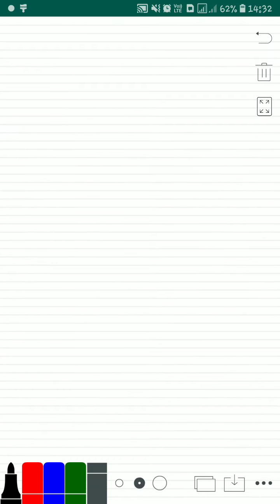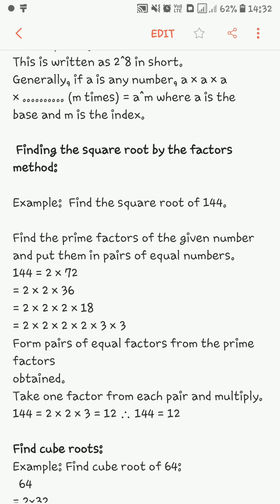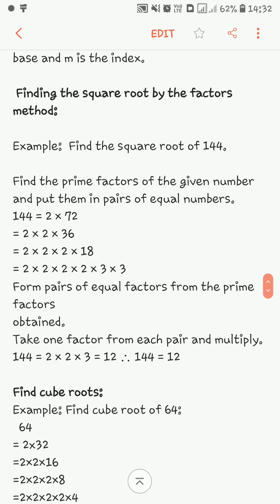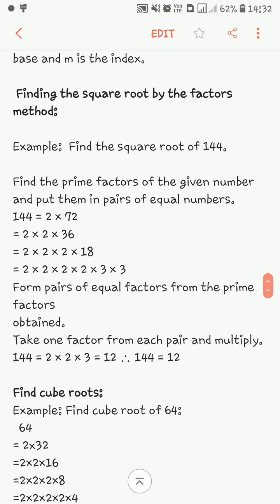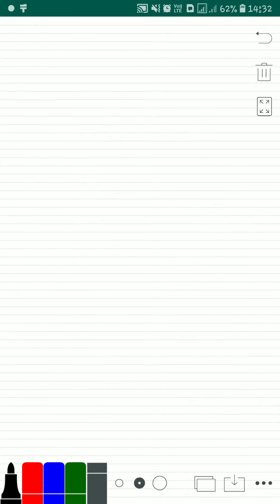Suppose we are given a number, how are we going to find its square root is the question now. Now let's check out how it is done. From the example, find the square root of 144. Find the prime factors of the given number and put them in pairs of equal numbers. The first prime number you can think of is 2, because 1 is not a prime number. So 2 into 72 is the product which will give you 144.